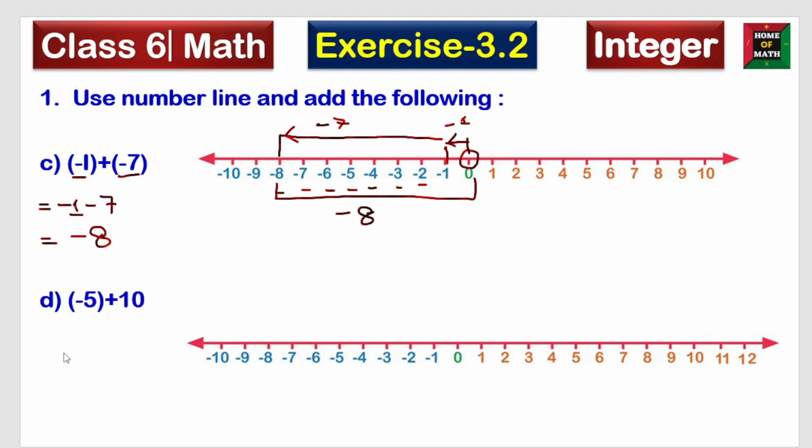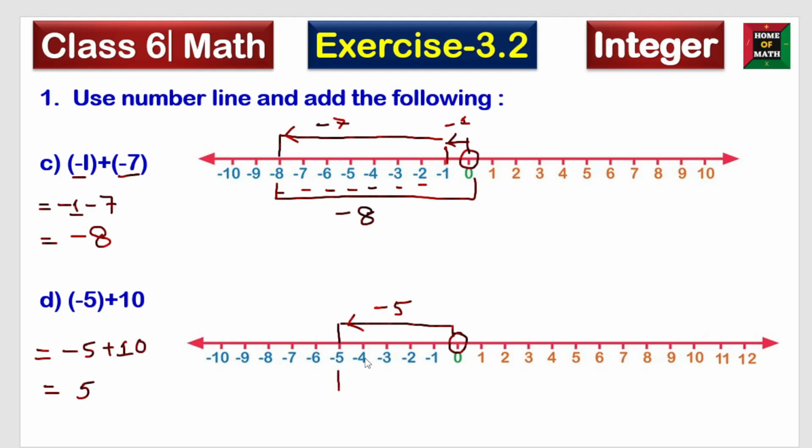Okay, next one. Here is a minus 5 and then plus 10. The answer is 5. How? This is 0. So we will go to the left side because here is minus 5. So 1 2 3 4 5. This is minus 5 and then we will add 10.